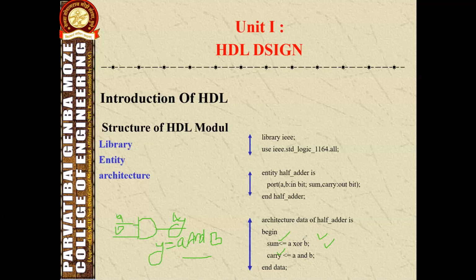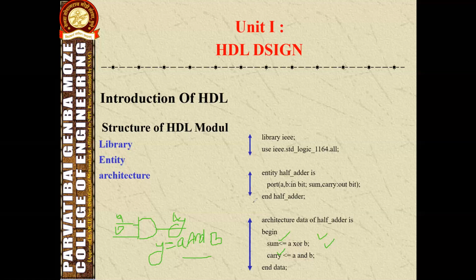Each architecture can be bound to only one entity. For example, if we mention two entities here and write their information, it will not be considered. One architecture will be bound with only a single entity.